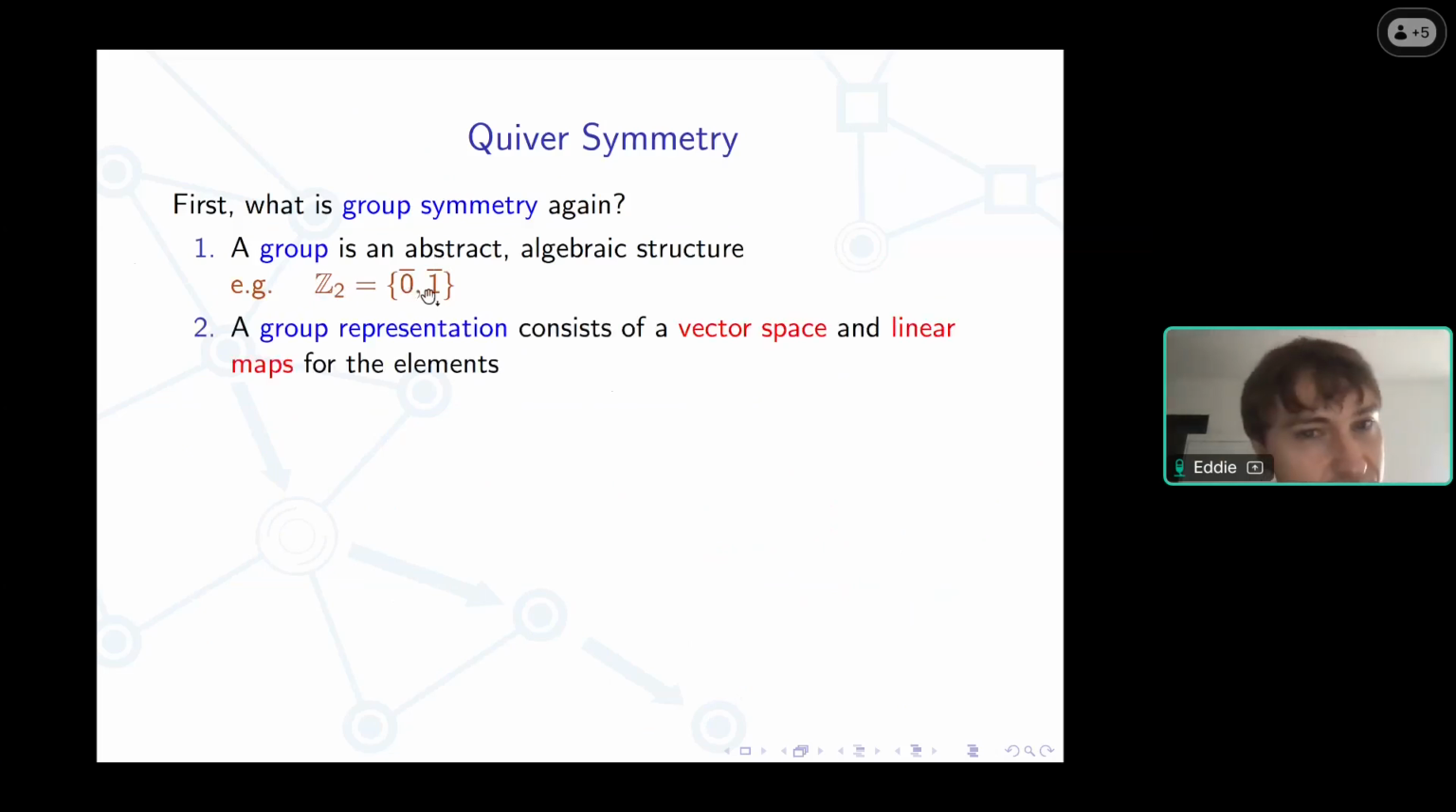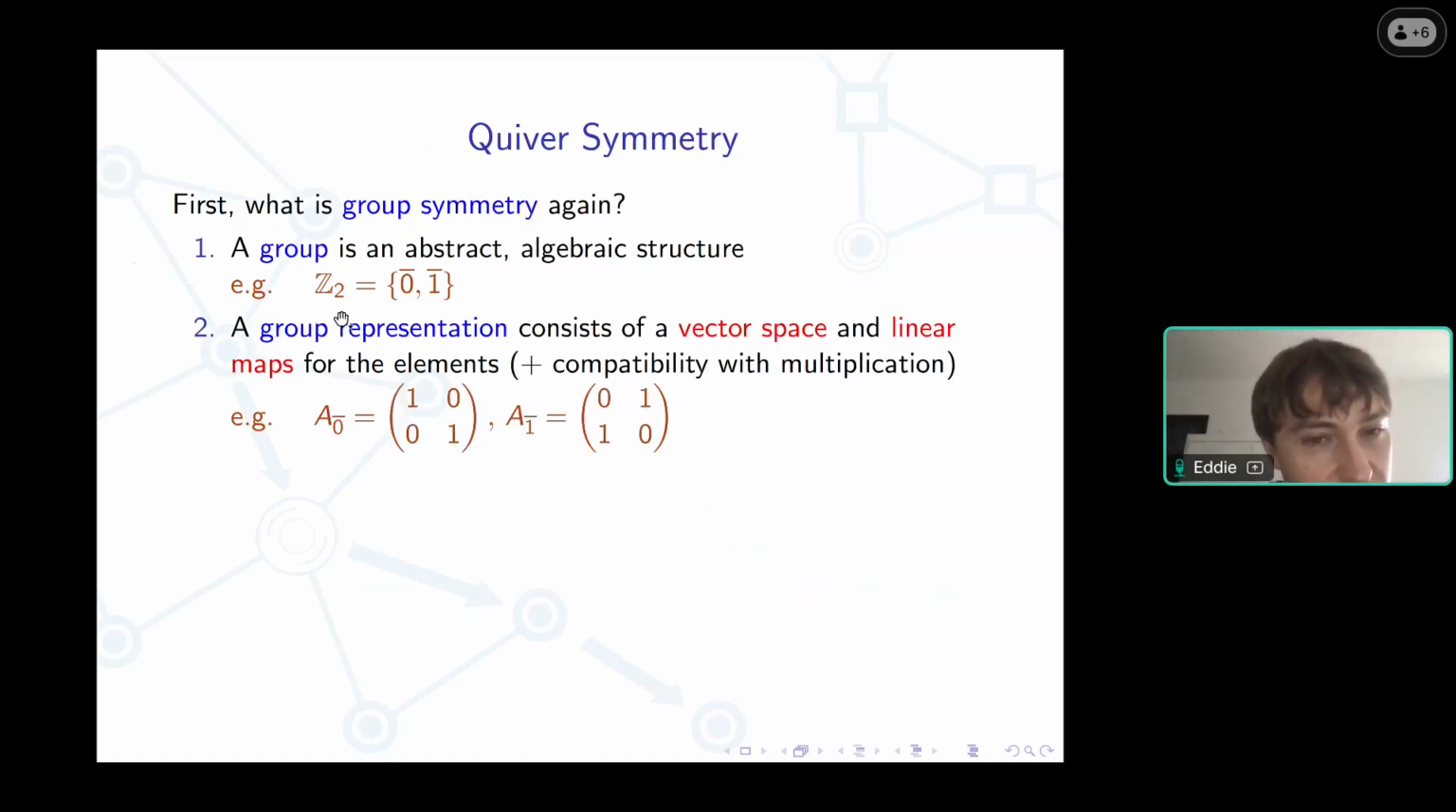The second ingredient for regular group symmetry is a group representation. So what is a group representation again? It consists of a single vector space and linear maps for each of the elements. There has to be a little bit of compatibility with multiplication. I'm not giving the definition of a group representation here, but that is the second ingredient. You now have a vector space to work with and some linear maps. In this example, you would send the identity to A0, you always do that, and A1, you might.